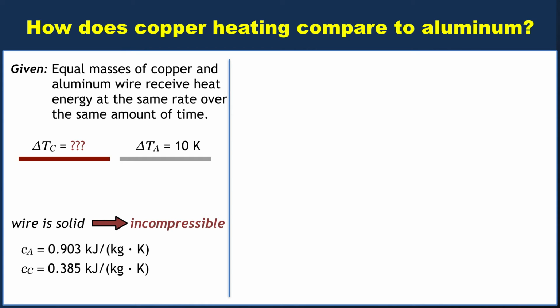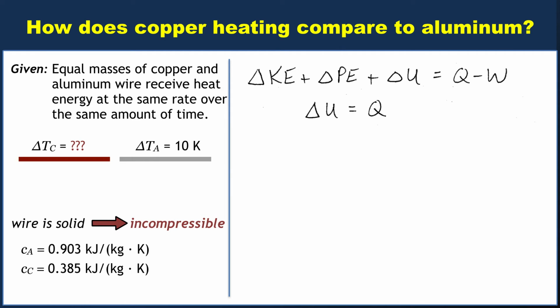As always, with these sorts of problems, we'll start with conservation of energy and then simplify things considerably because delta KE, delta PE, and W are all zero, so we're back to delta U equals Q. Now an important detail is that if they have the same heat transfer rate and the same amount of time, Q_C must equal Q_A, right? You must have transferred the same amount of heat energy to both the copper and aluminum wires, so we can immediately conclude that the two changes in internal energy must be equal to one another. Delta U_C equals delta U_A.